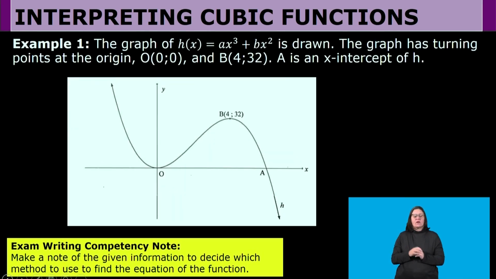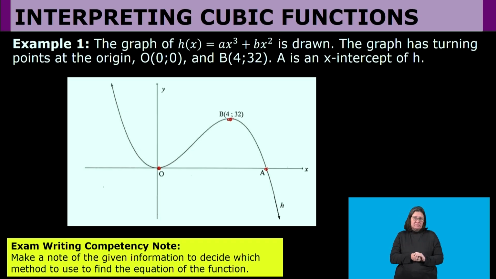Okay, let's go back. So let's start with our first example. Here we are given the graph of h of x, and we are told that the graph has a turning point at (0, 0). This is drawn on the graph, and B at (4, 32). They tell you that a is an intercept of h. It's an x-intercept. So we note that all the given information is actually written on the graph.